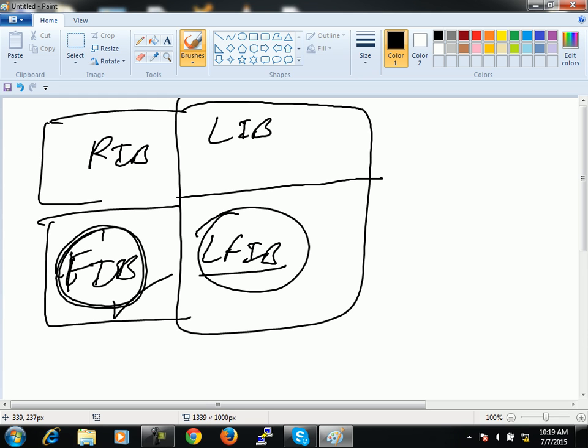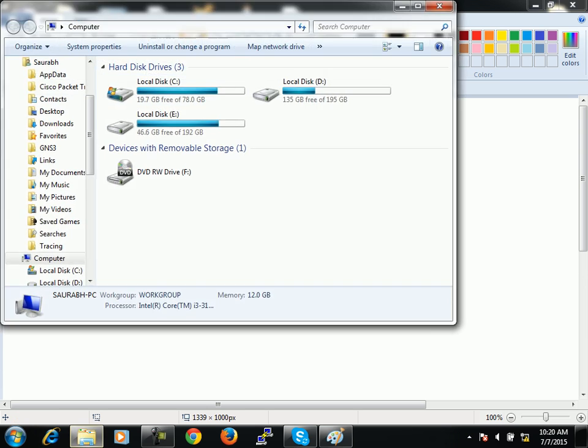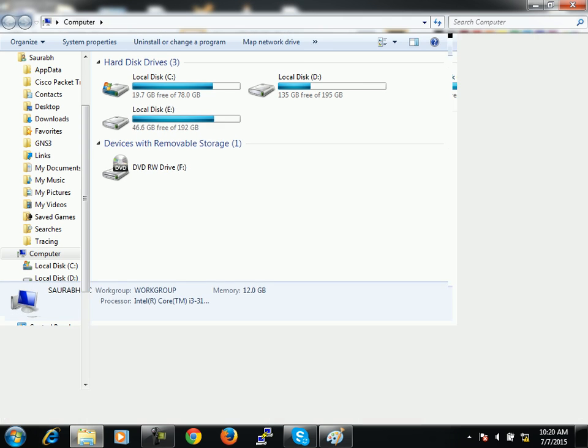LFIB is the same as FIB. The only difference between FIB and LFIB is that in FIB you previously had only prefix information, whereas in LFIB you will have the combination of label and prefix both. LIB is the same as RIB, only label information, right? Fine. Now, after going through these basics of MPLS, let me open the book of MPLS.